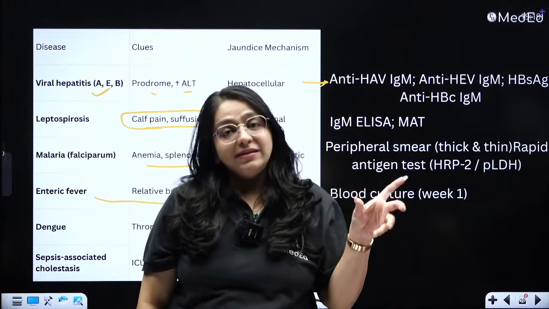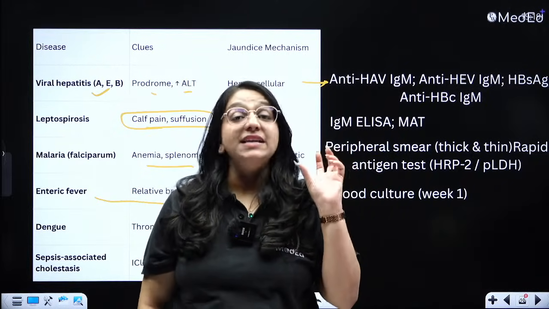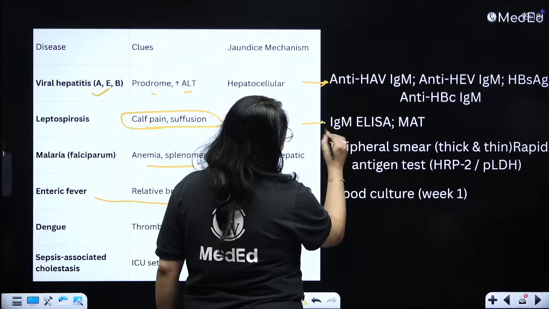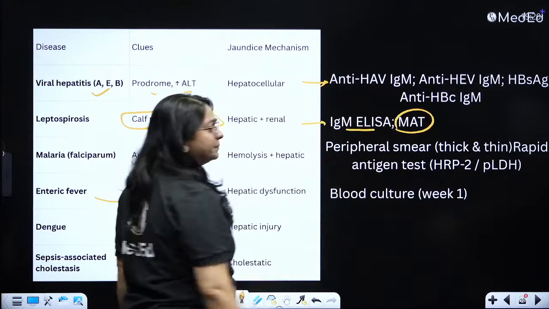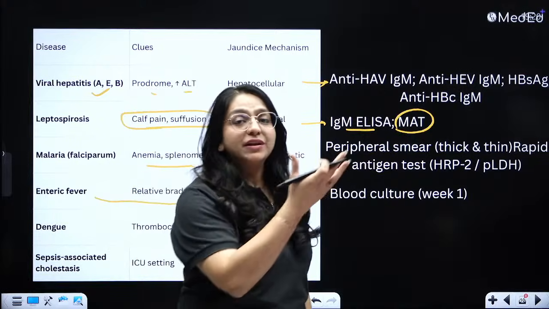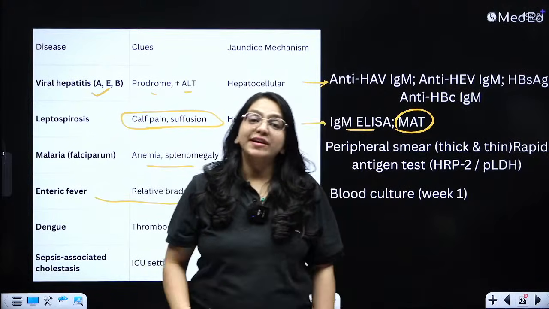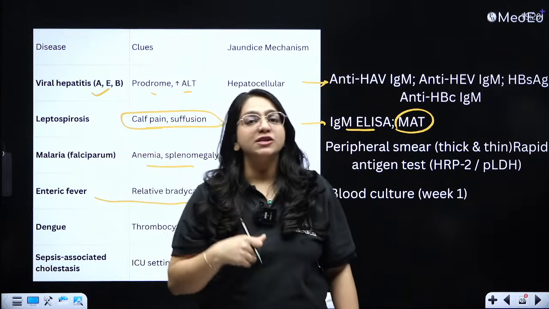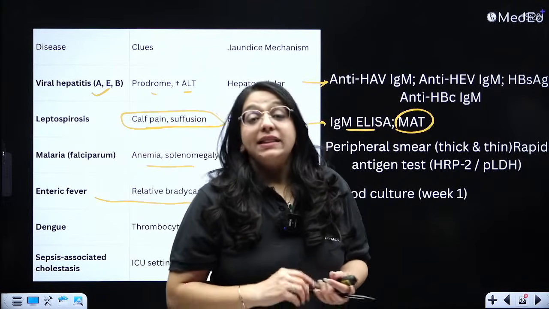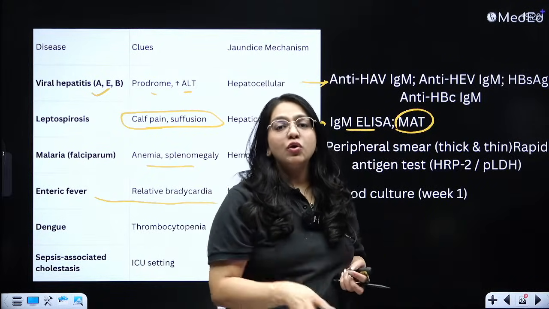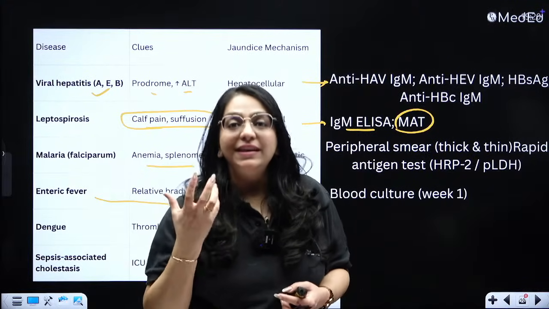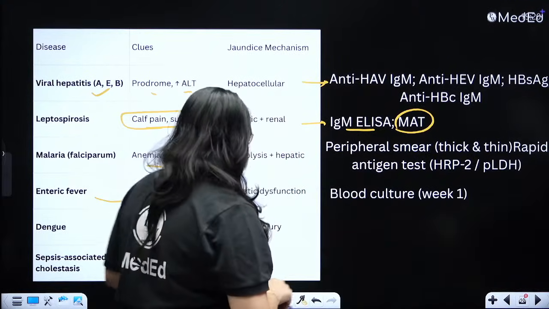For all else, we do the IgM detection, right? Then for leptospirosis, remember IgM ELISA or MAT. Cat sat on a mat with my brother Lee, right? So we have already seen sat and brother in one of the cases of brucellosis that we discussed in this series itself. Then MAT is Lee. So MAT is for Leptospira. What is MAT? Microagglutination test, microscopic agglutination test.